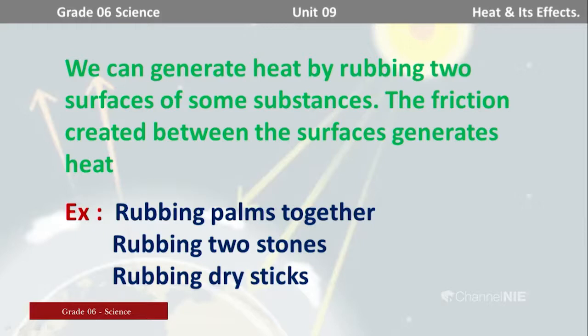So, we are now going to talk about how to generate heat by rubbing substances. You can also engage in a simple activity. You can take your palms and rub them in this way, and keep your palms on your cheeks. What do you feel? Yes, you feel hotness. The reason is that rubbing has produced heat.